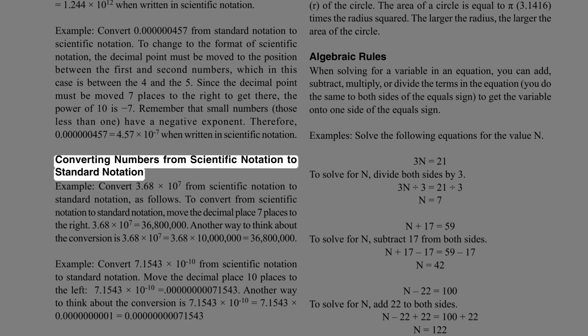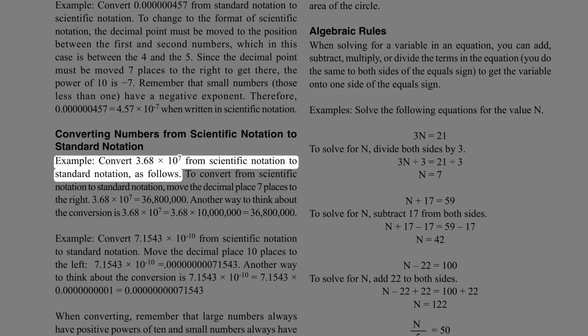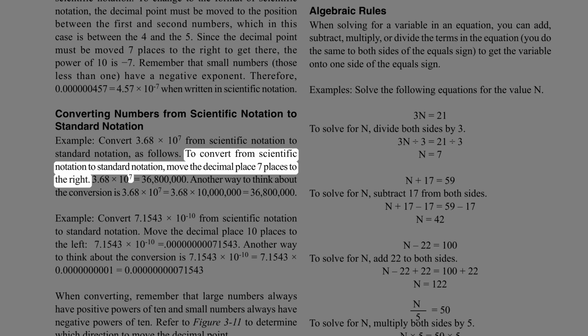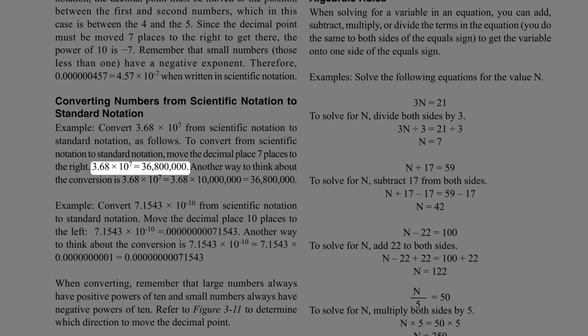Converting numbers from scientific notation to standard notation. Example. Convert 3.68 times 10^7 from scientific notation to standard notation as follows. To convert from scientific notation to standard notation, move the decimal place 7 places to the right. 3.68 times 10^7 equals 36,800,000.